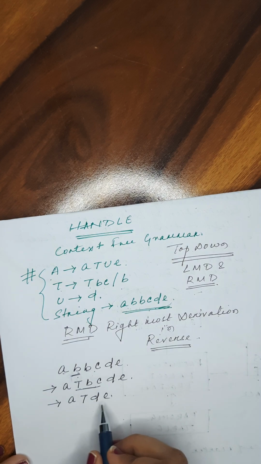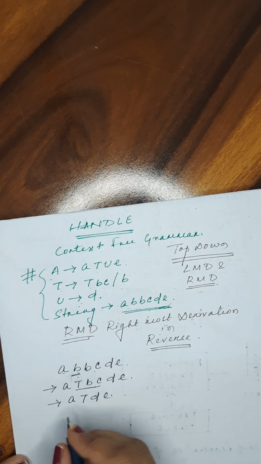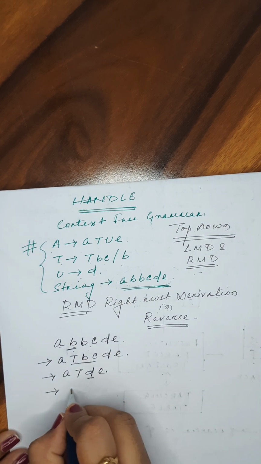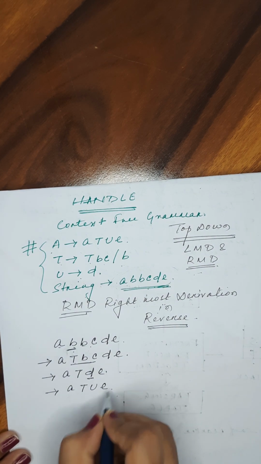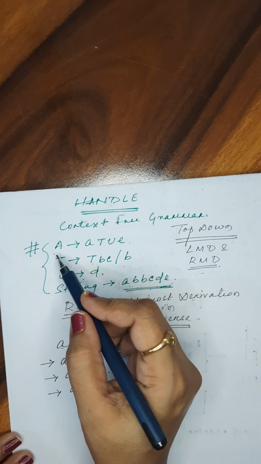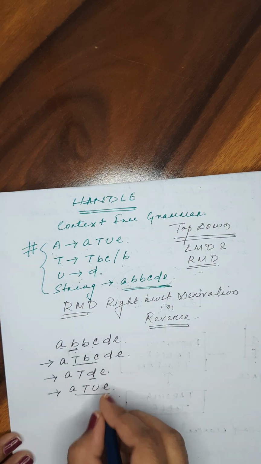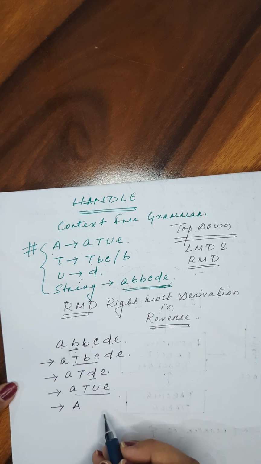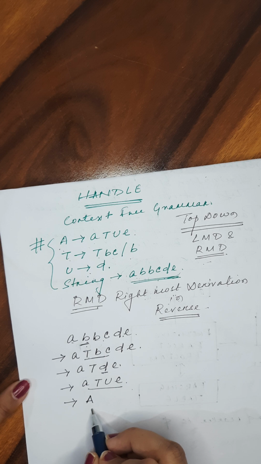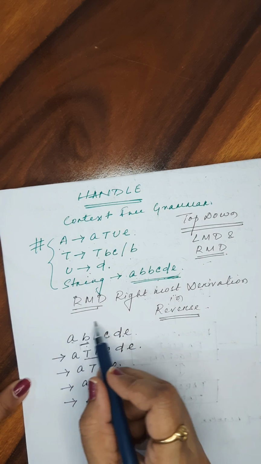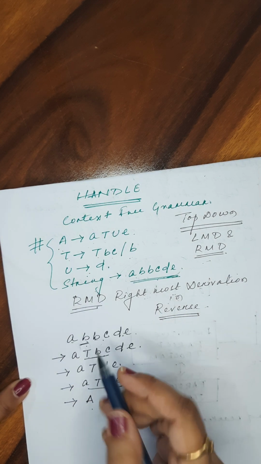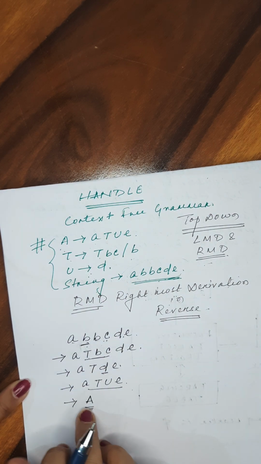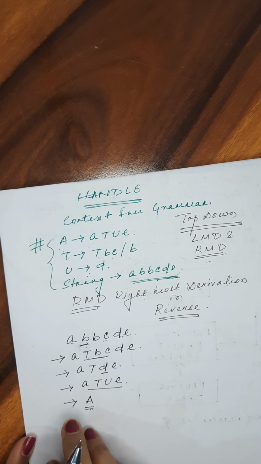Then again for D, I have U. So underline this. I will get A, T, U, E. Now for A, T, U, E, I have A. So the entire string becomes A. Now see, we started with the string and we have reached the starting symbol. So we are doing the rightmost derivation in the reverse direction. We start with the string and reach the starting symbol. This is the concept of bottom up parsing.